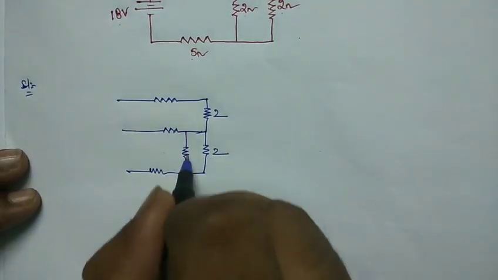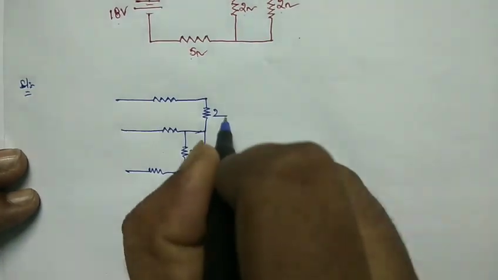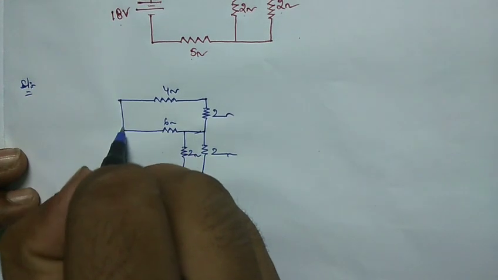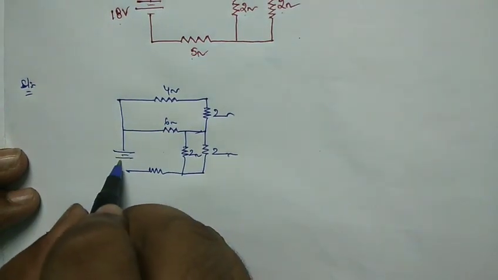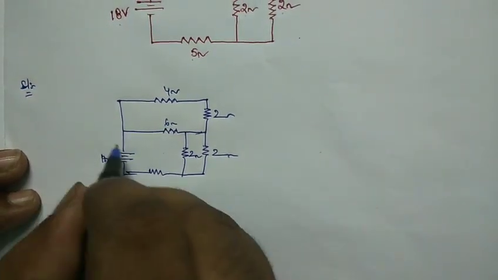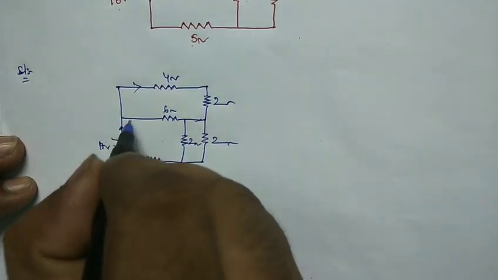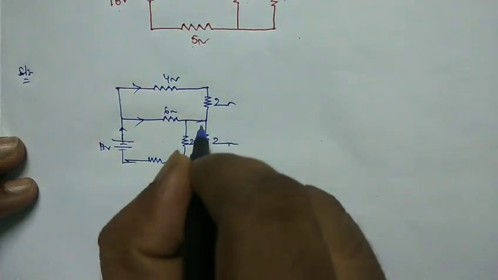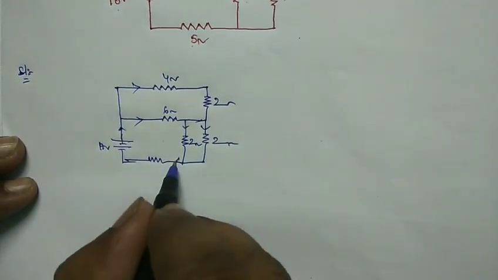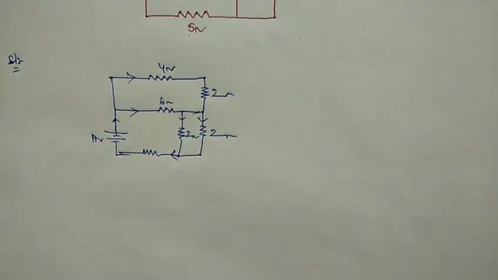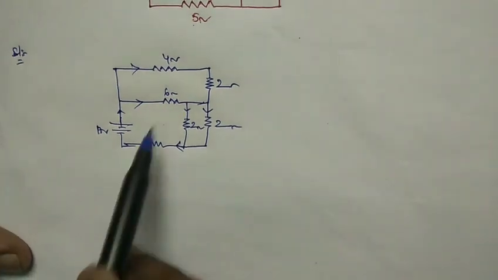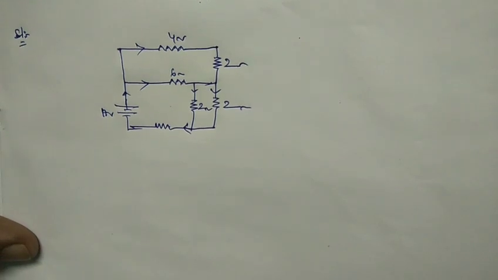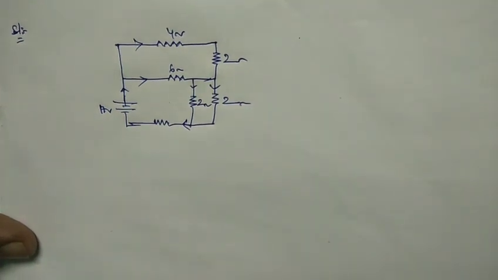Two ohms, 2 ohms, 2 ohms. Here 4 ohms, here 6 ohms. This is the battery, 18 volts. The current direction is going like this. See like this. So first of all, in this circuit, we have to identify which are in series and which are in parallel.